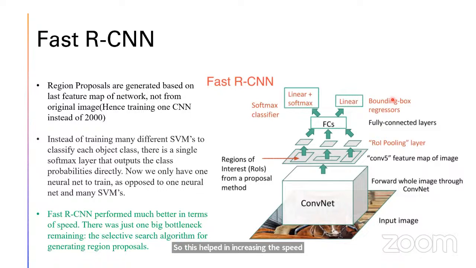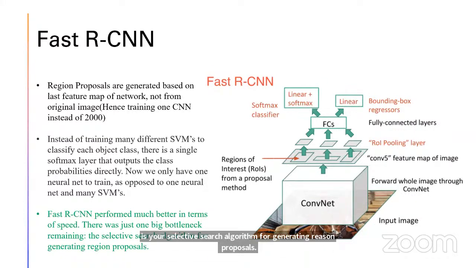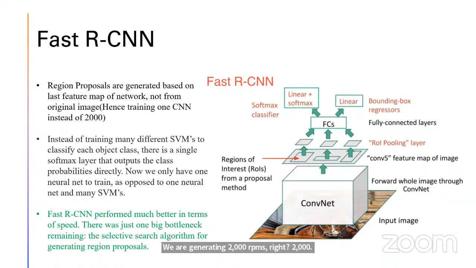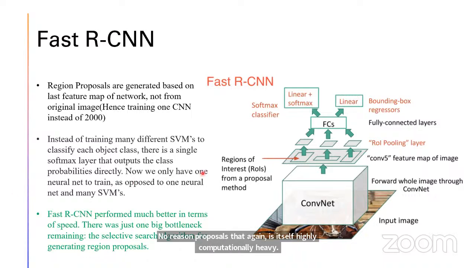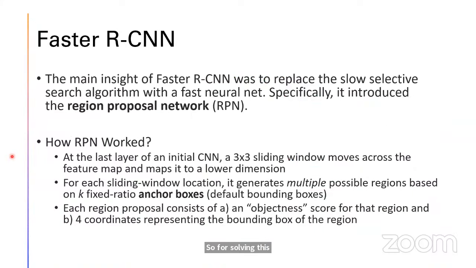But again, there is one big bottleneck remaining, that is your selective search algorithm for generating region proposals. We are generating 2000 region proposals, right? That again is itself highly computationally heavy. So for solving this purpose, Faster RCNN came into the picture, right?